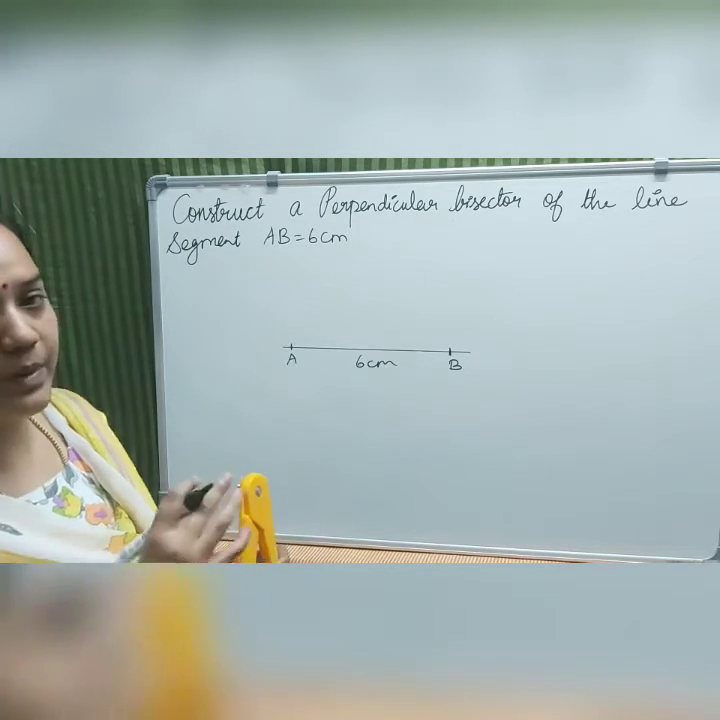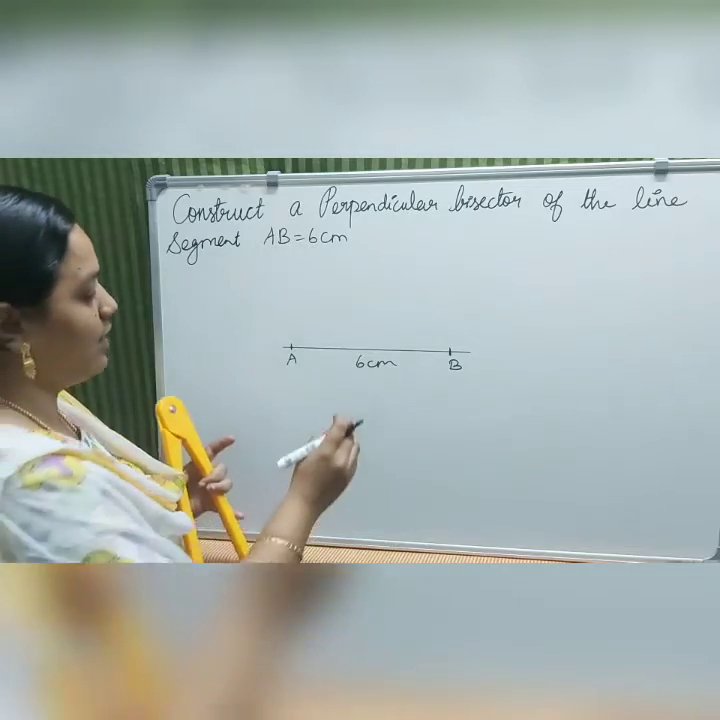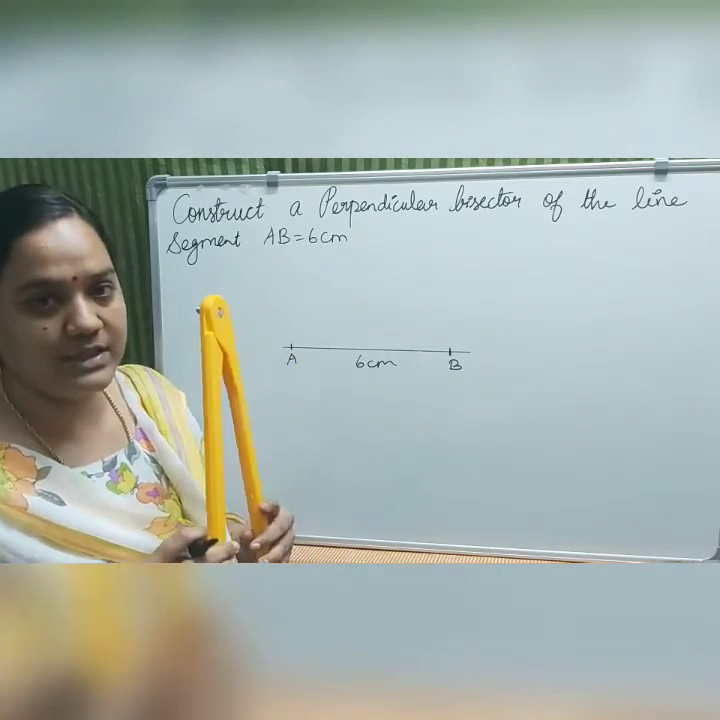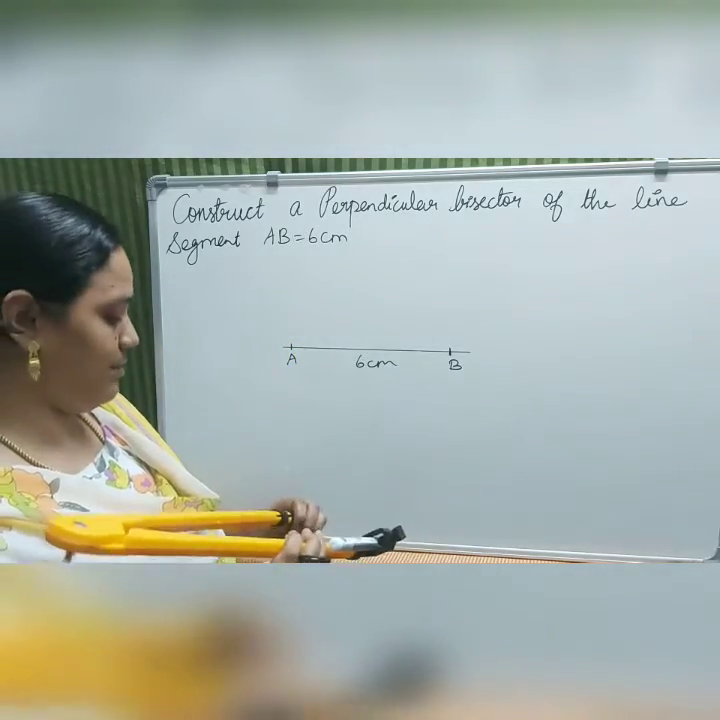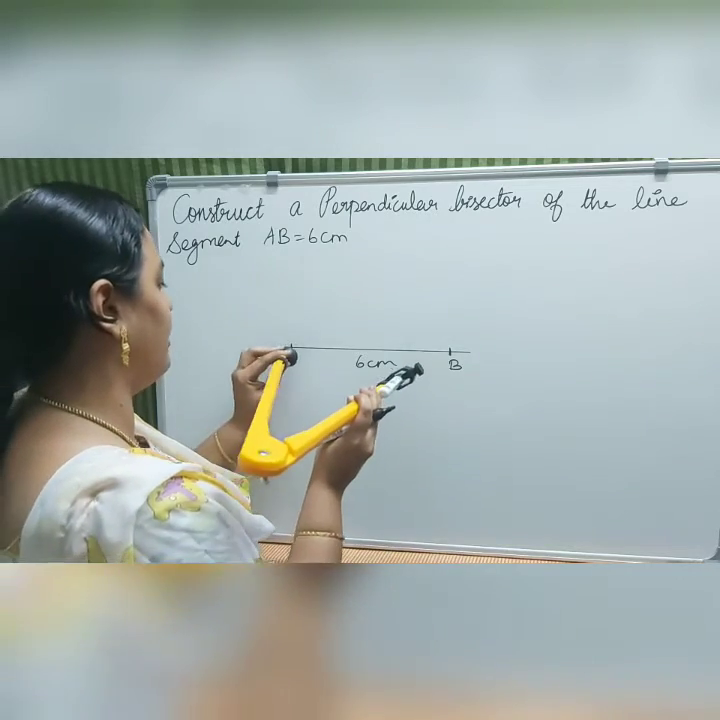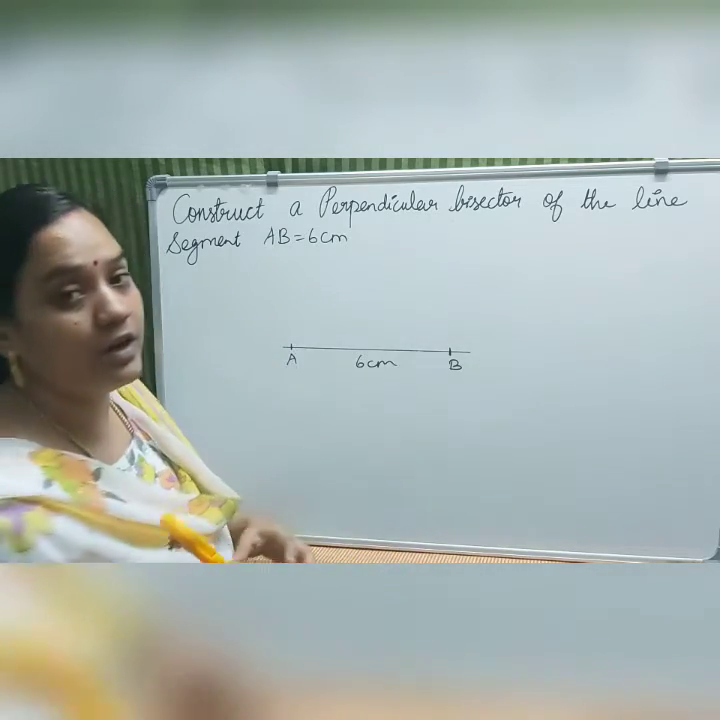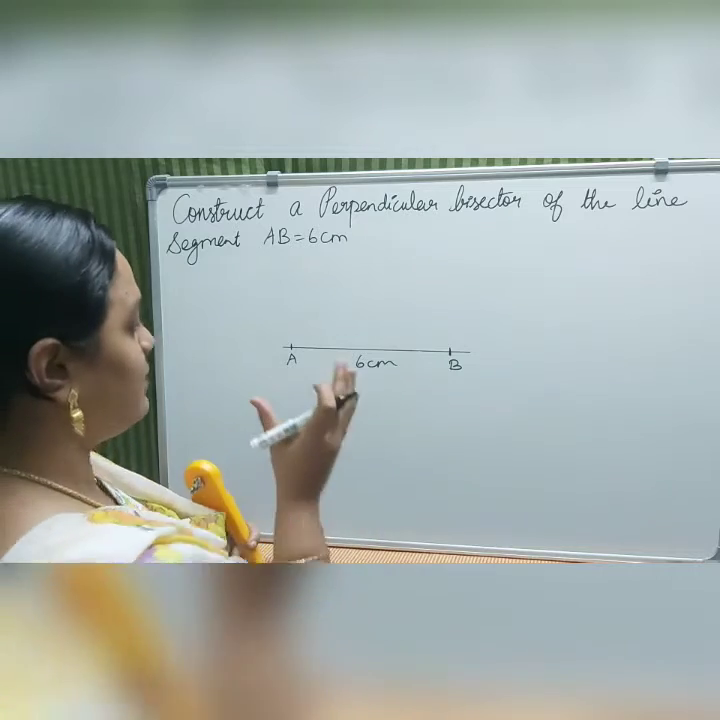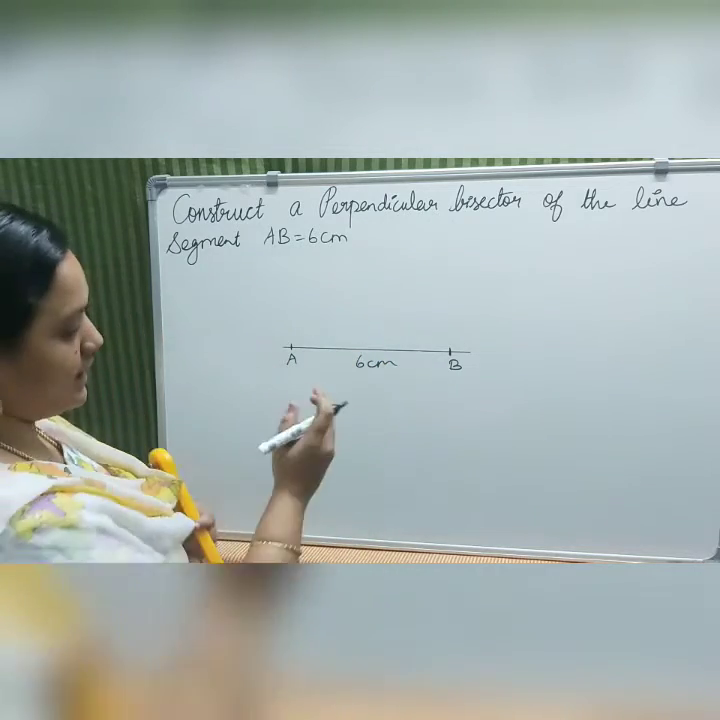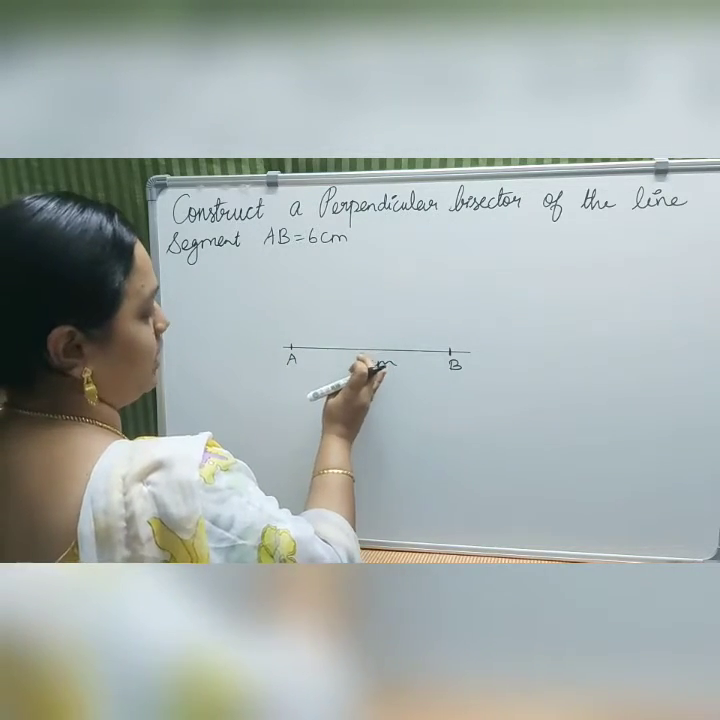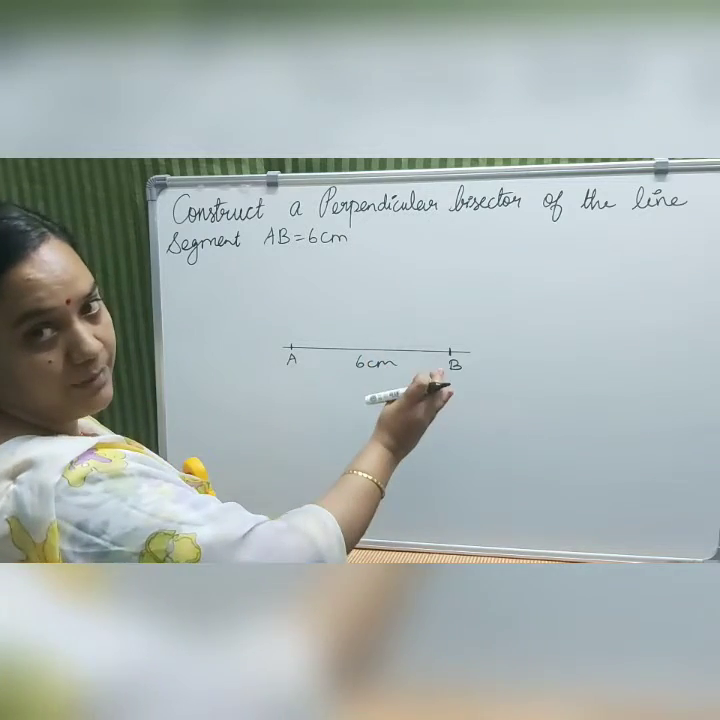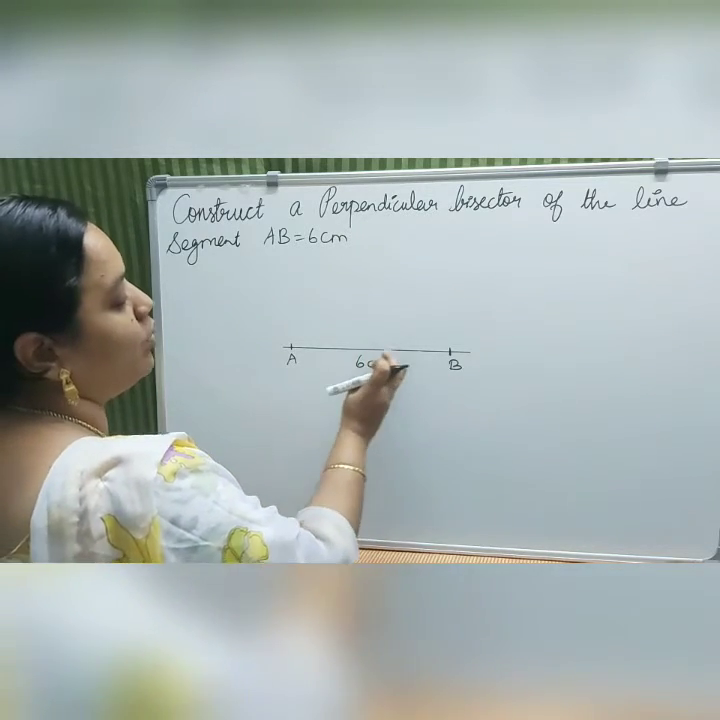For drawing a perpendicular bisector, we have to take the compasses and take a measurement more than half of AB. More than half. What is meant by more than half? While seeing the picture itself, you can analyze this somewhat. Here it is half of this AB. Okay, we are going to take more than half.